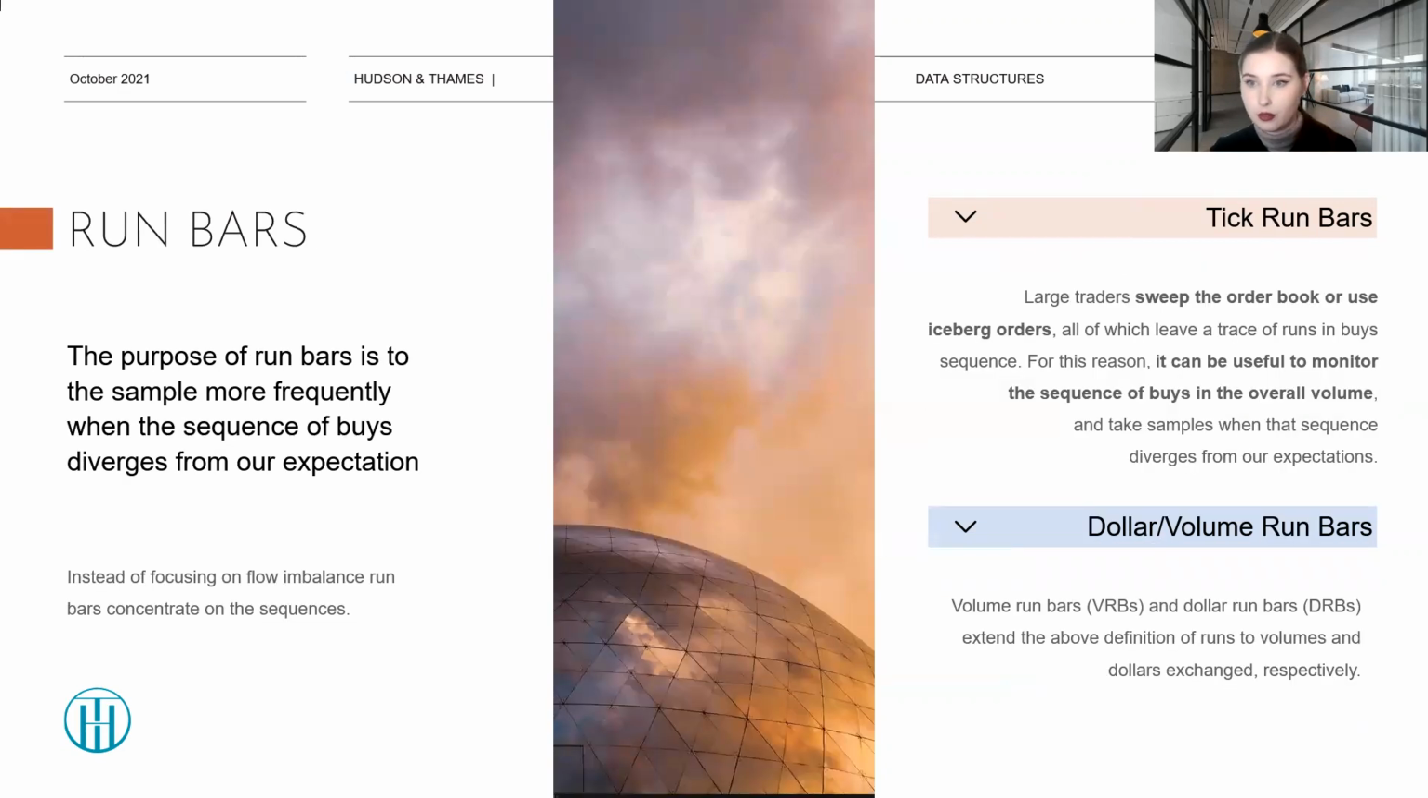Then we should be talking about the run bars. The purpose of run bars is to sample more frequently, not when the flow imbalances change, but when the sequence of buys diverges from our expectations. So when large traders sweep the order books or use iceberg orders, all of it leaves a trace of runs in the buy sequence in the order book. So for these reasons, it can be very useful to monitor the exact sequence of buys in the overall volume and take samples when the sequence diverges from our expectations. The mathematical definition is very similar to what we had in tick imbalance bars, with the imbalance flow changed to the sequence of runs. And again, similarly to imbalance bars, the dollar or volume run bars are the extension of the definition of tick run bars to dollars and volumes, respectively.